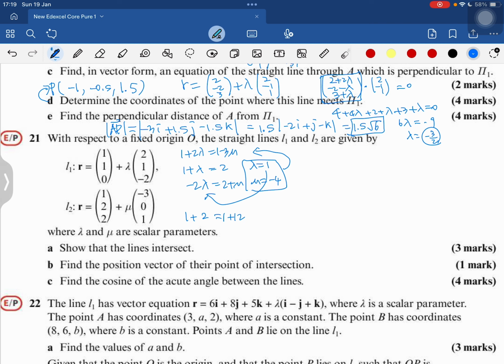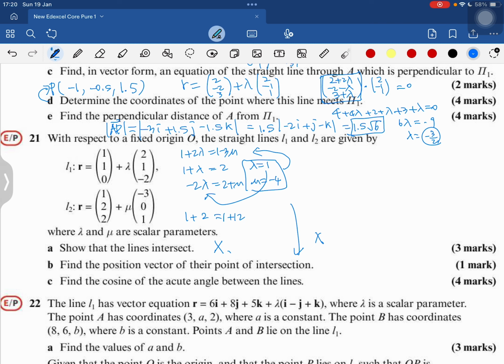Actually, they don't meet because when lambda equals 1 and mu equals -4, the y and z coordinates are the same, but in this case x is not the same. So they don't intersect. Number B, position vector of their point of intersection. Oh no, they don't meet. Maybe if I didn't make any mistakes, there is some typo in the question or something like that.